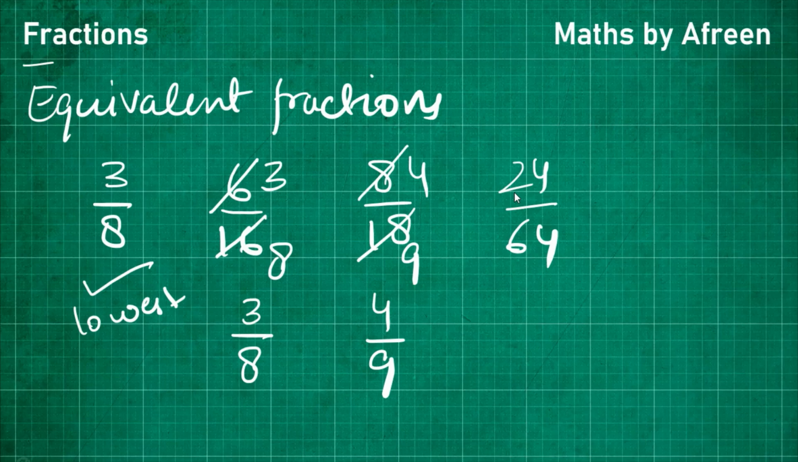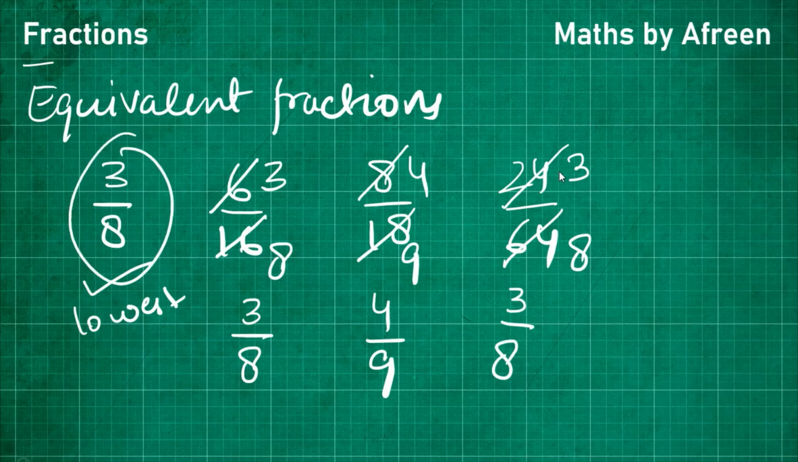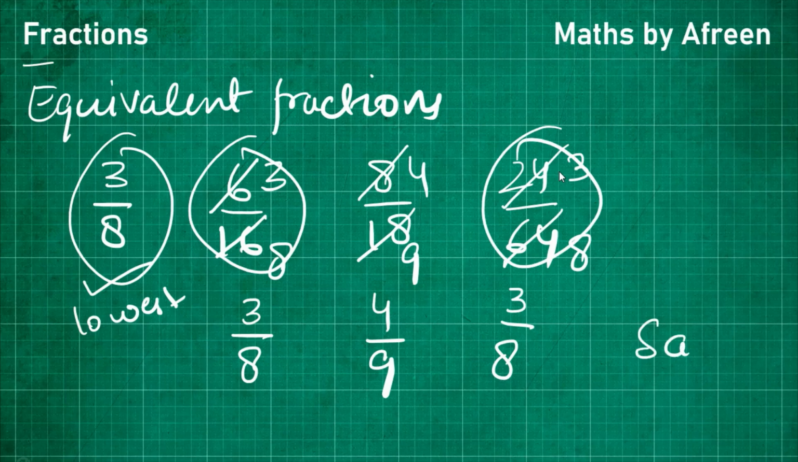Now we will take this 24 by 64 to its lowest form. We will divide this 24 and 64 by 8. 8 3s are 24 and 8 8s are 64. When we look at these fractions, this is 3 by 8, the same ratio. So we can say that first, second and fourth fractions have the same ratio. That means they are the equivalent fractions.